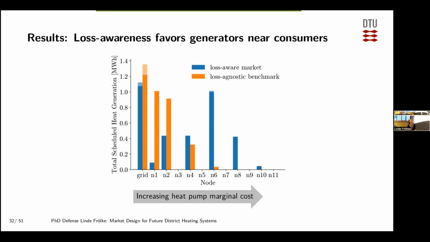For the loss-aware market, we can see that some of this generation is shifted towards the more distant heat pumps. So even though these heat pumps are more expensive, because they have lower losses related to them, the market mechanism schedules the more expensive heat pumps, because they lead to a lower total cost. So we see that this loss awareness favors generators that can be closer to consumers due to lower losses.